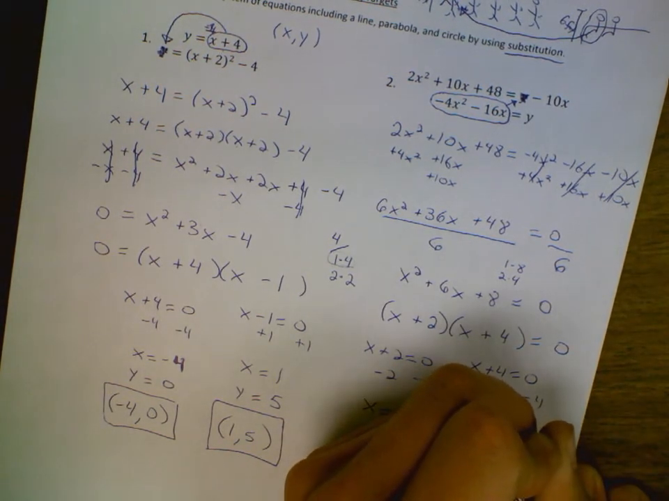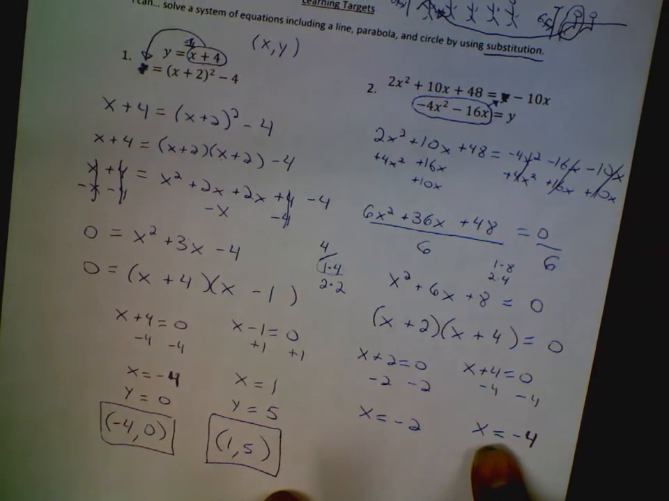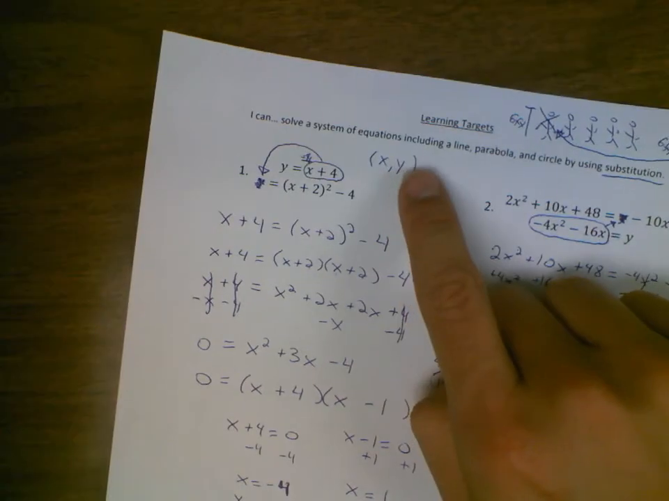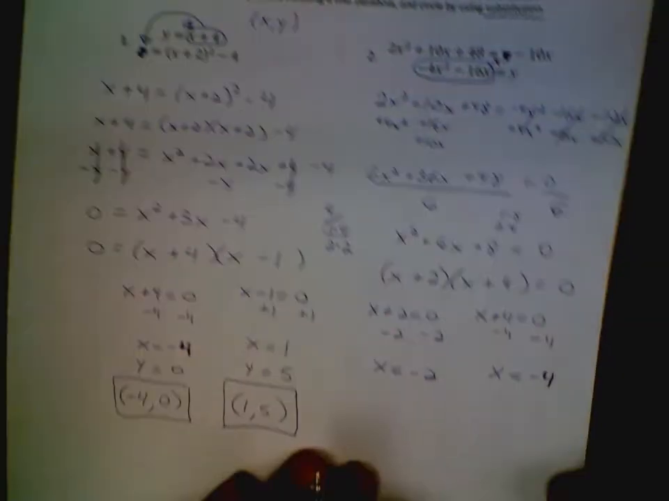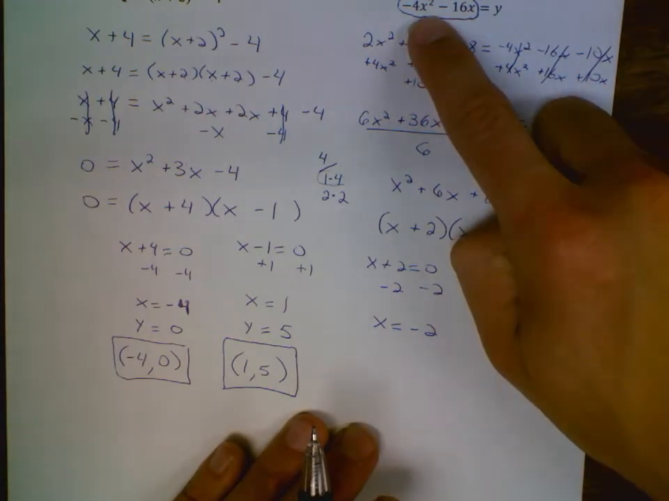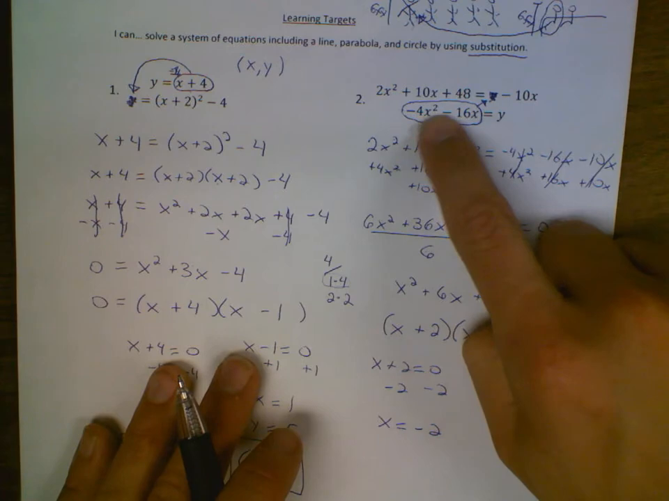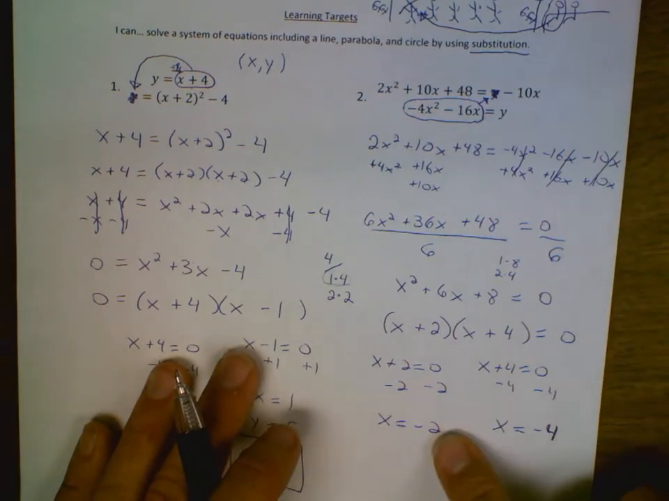Now, once again, I'm not done. These are my x values. I need to find the y values that make up the ordered pairs, the solution. So I have to plug these values back in. Once again, I usually pick the easier equation, the one where y is already equal to, so I'm going to use the bottom one here. And I just plug these values in.